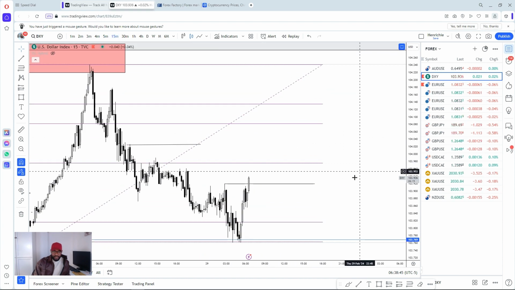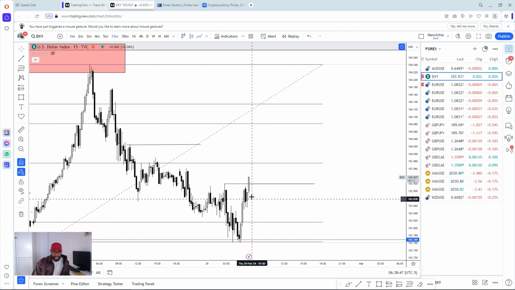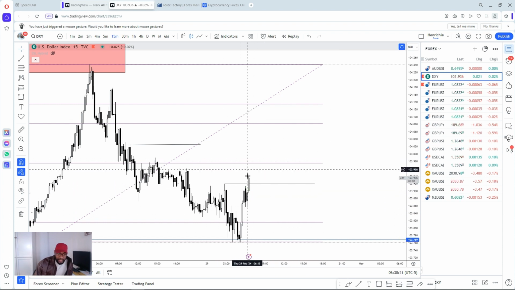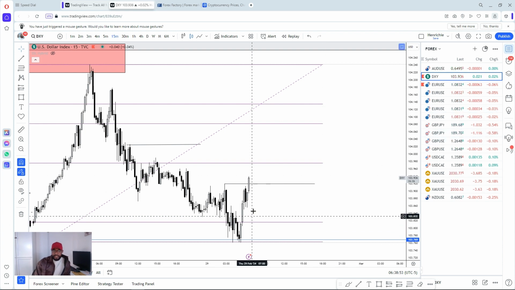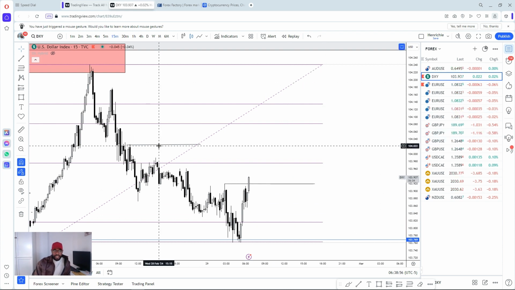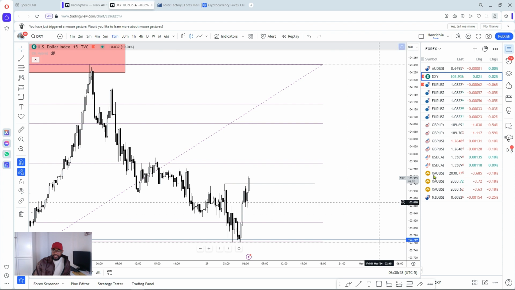So we're gonna wait for the next 7 minutes to see if this is gonna close above this high. If it does close, then we look for potential retest and then continuation to the upside on the US dollar. So that is my analysis. If you do have any questions, feel free to drop it in the chat.